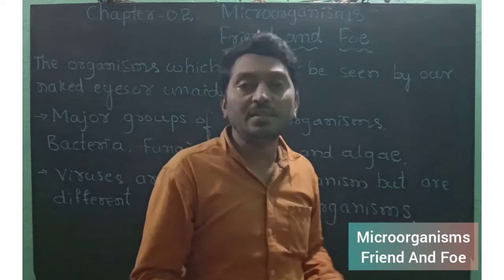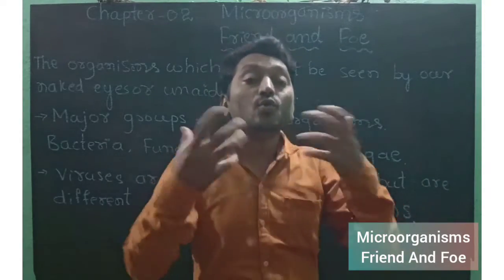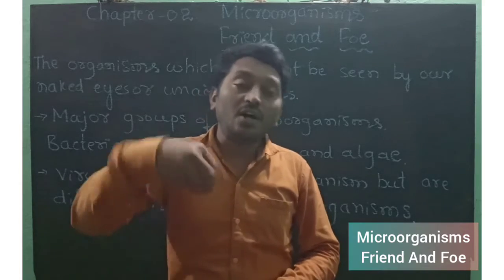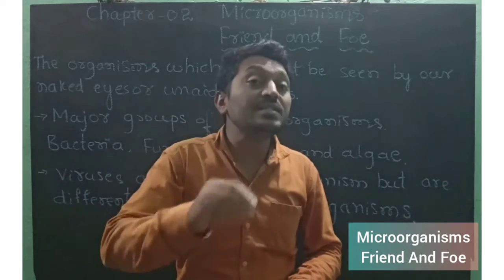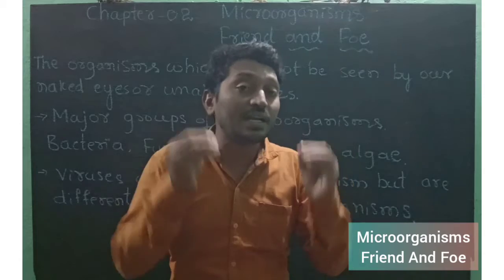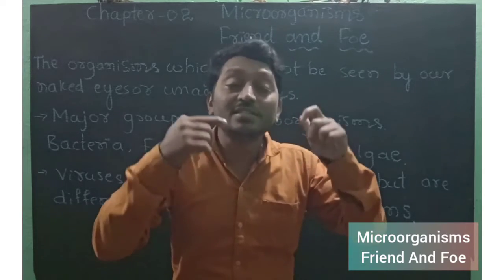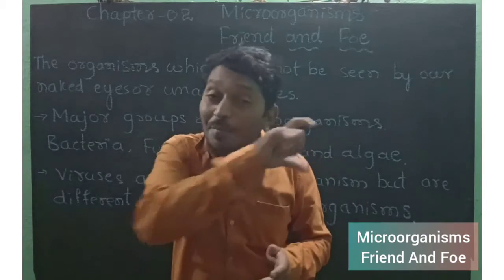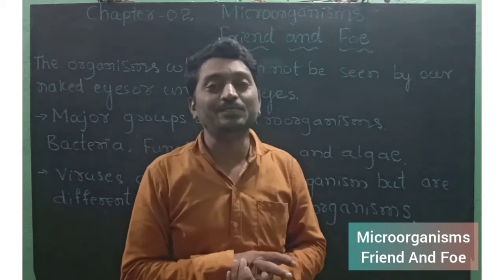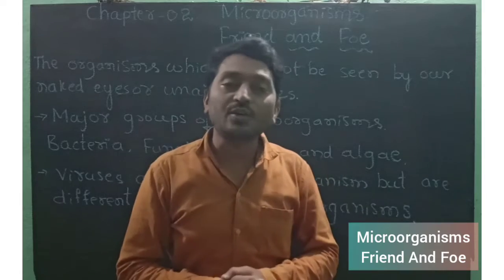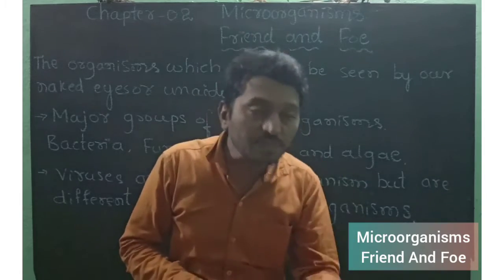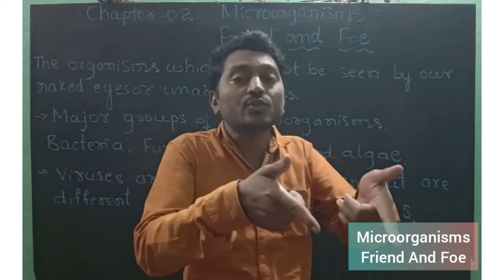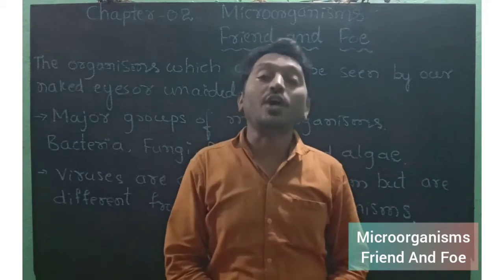Then how do we see them? How do we study them, and how do we get complete information about microorganisms? The organisms which cannot be seen with our naked or unaided eyes, and can only be seen through the microscope, are called microscopic organisms. So microorganisms are the organisms which cannot be seen with our naked eyes but can only be seen through the microscope.